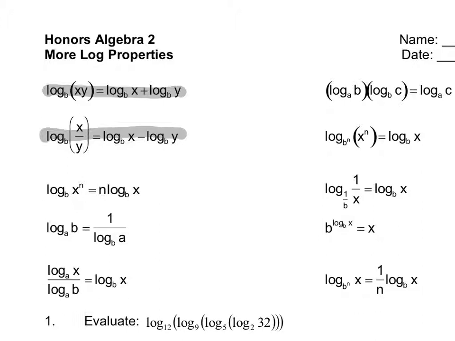What about the third one? The power property. It is n log x. All the other properties are new. So we're going to start with our first new property.